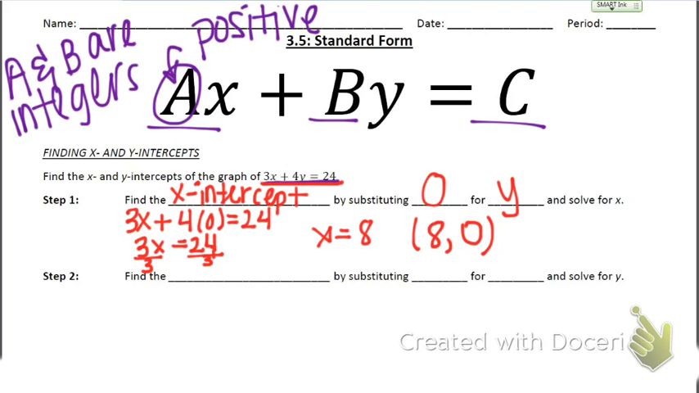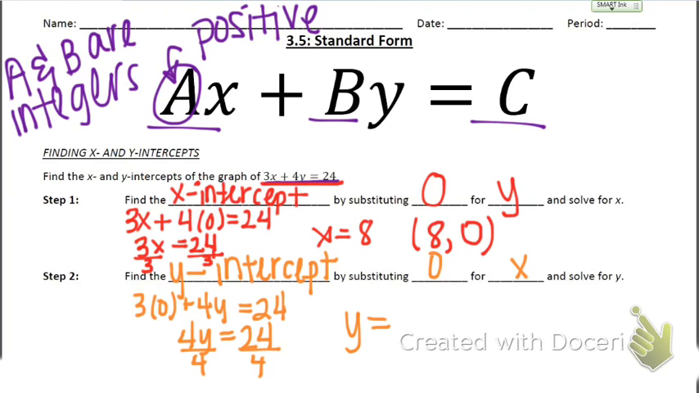So how do you think we're going to find the y-intercept? To find the y-intercept, we're going to substitute 0 in for what? For x and solve. So I want you guys to do that right now. Okay, so we plugged in 0 for x. 3 times 0 is 0, so 4y equals 24. Divide by 4, and we get y equals what, everyone?